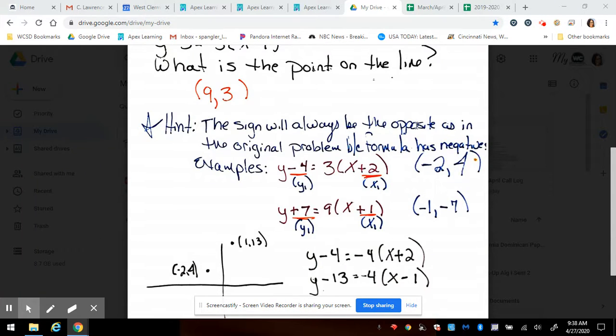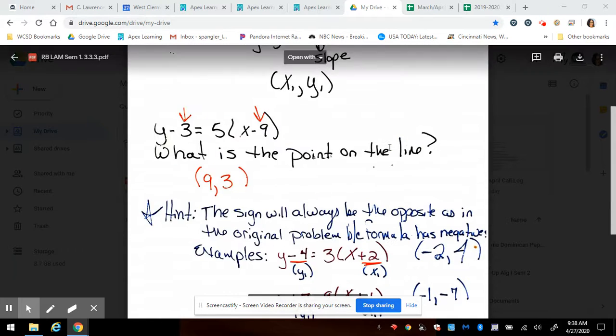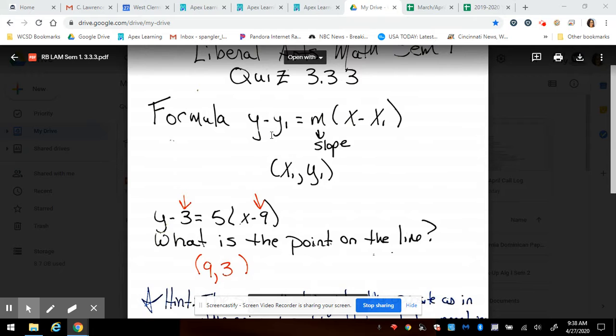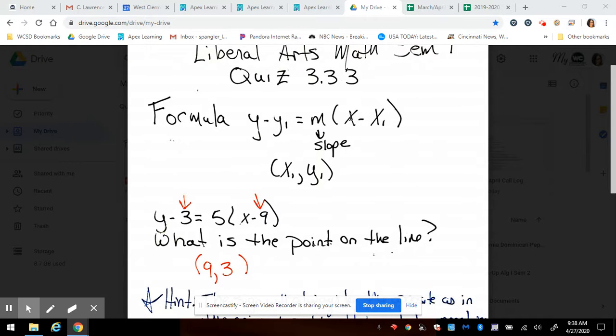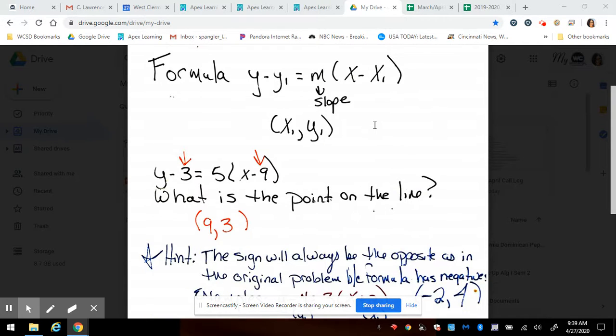Now, I have written here this hint. The sign will always be opposite as in the original problem because the formula is negative. So as you see, y minus y1 and x minus x1. So the reason our formula is negative, and the reason that your point will always be the opposite, is because if the point is positive, when we insert your point in, it's going to be negative. If it's negative, a negative and a negative are going to make it positive.